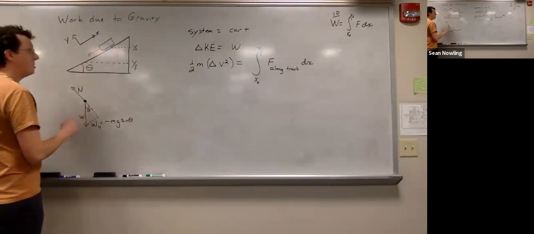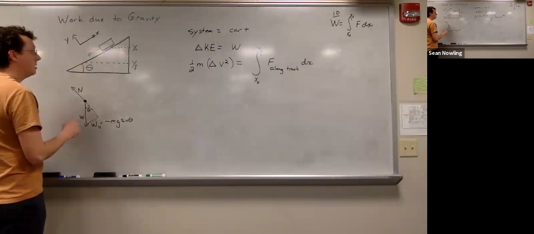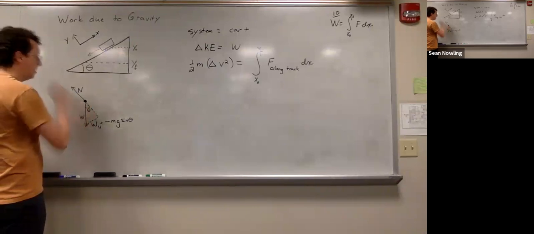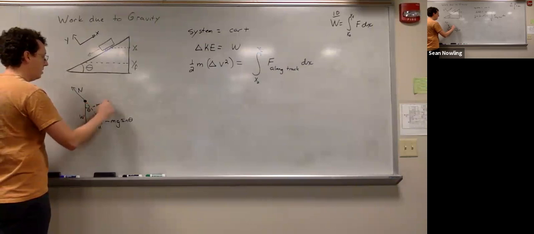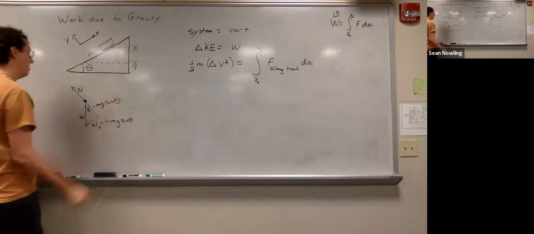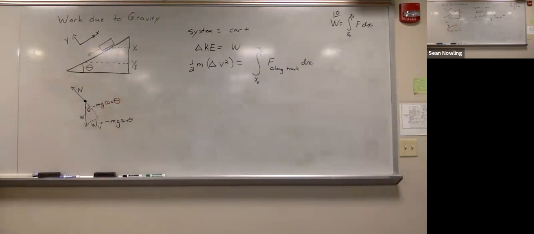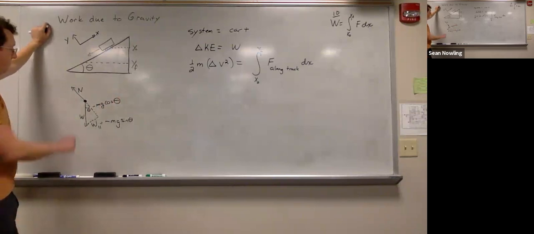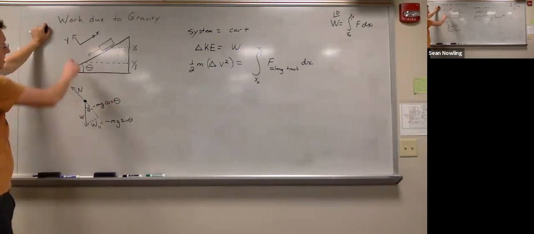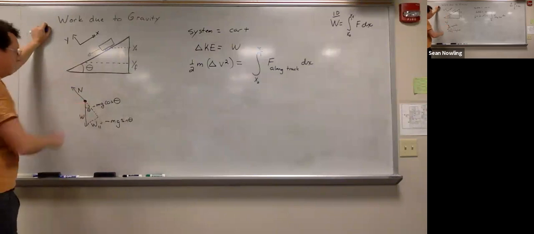And the force perpendicular, from the weight, would be minus mg cosine of theta. All right, interesting. Okay, so this is the way I have the triangle here, and this is the way I have the triangle here.